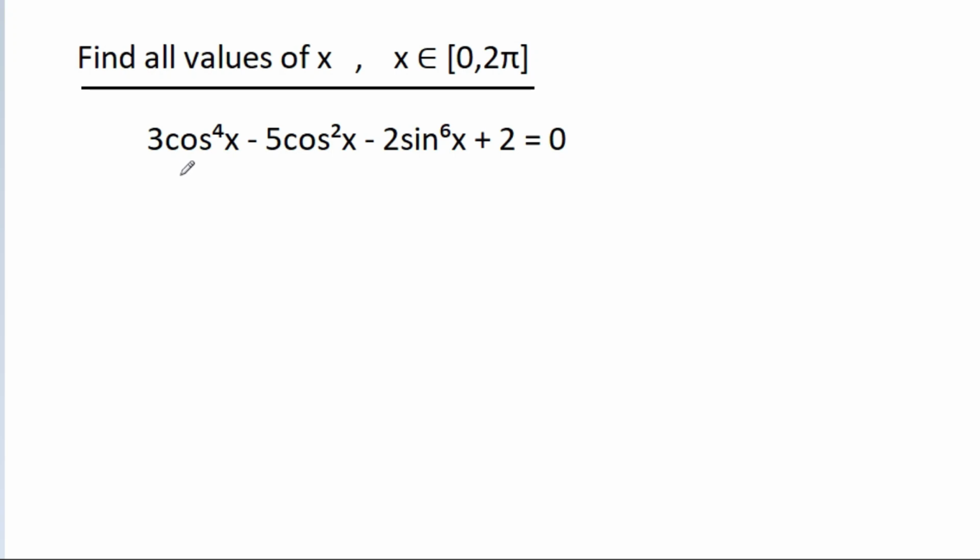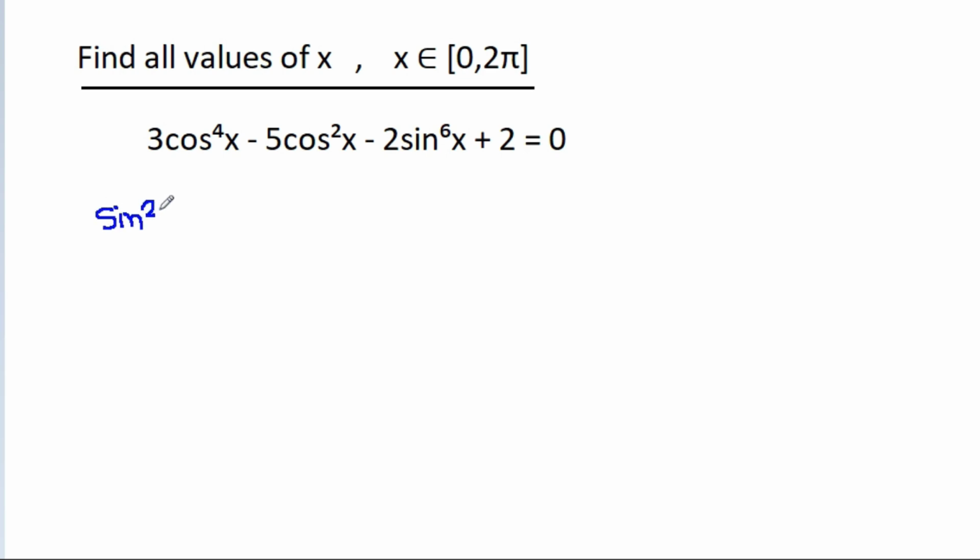In this video, we are given that 3 cos^4 x minus 5 cos^2 x minus 2 sin^6 x plus 2 is equal to 0. Then we have to find all values of x, if x belongs to 0 to 2 pi.